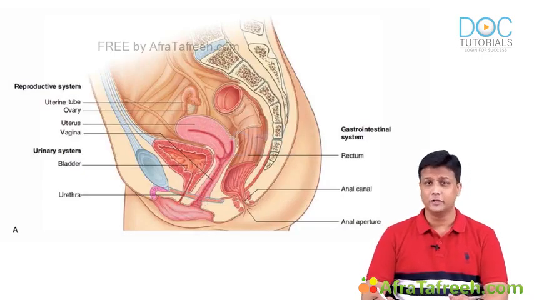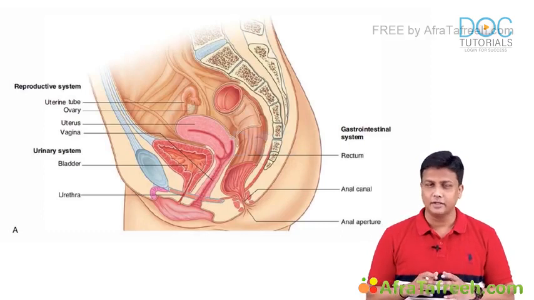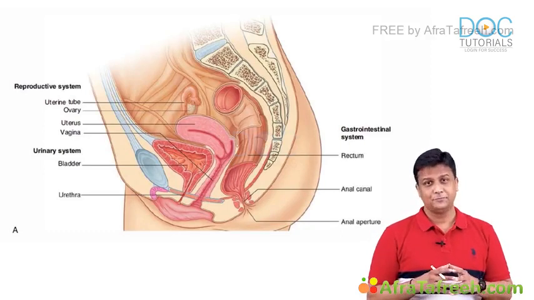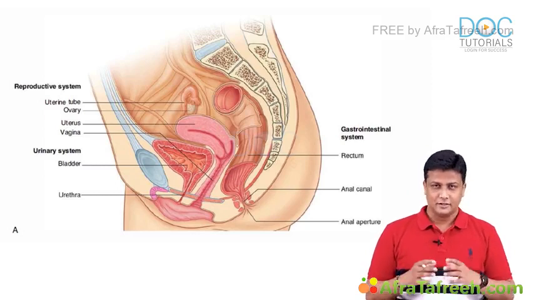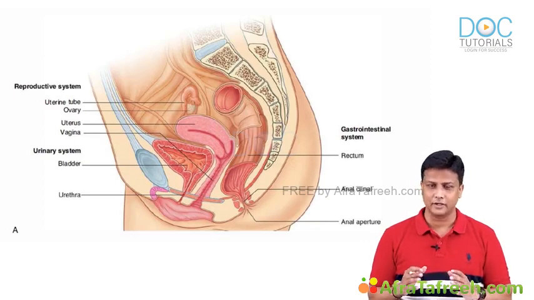Now we are going to begin with the pelvis and perineum topic. This topic is very simple in anatomy, but the problem is that the students don't have a proper orientation, especially in the first year of MBBS, because of that reason it looks like a very complicated or tricky topic. Otherwise it's a very simple topic.